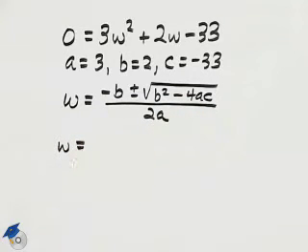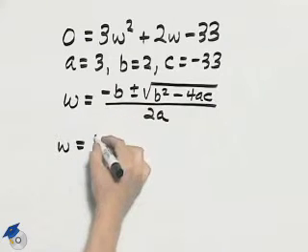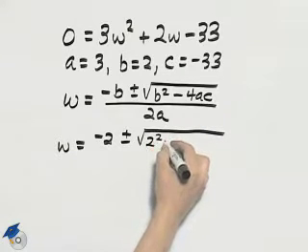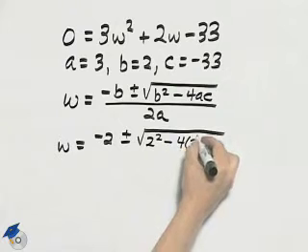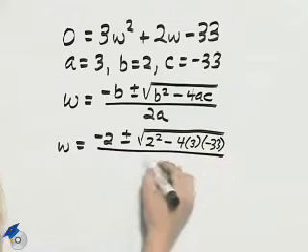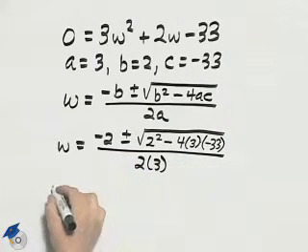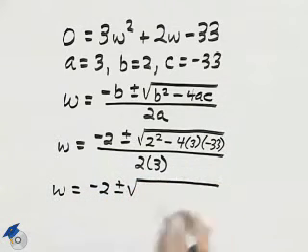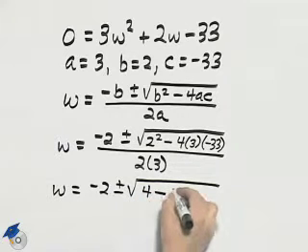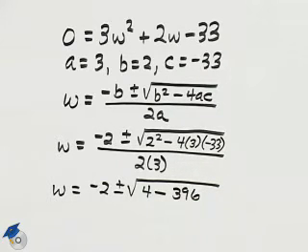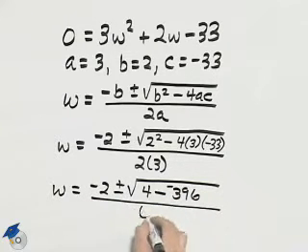I can now substitute values in. The opposite of B is negative 2, plus or minus the square root of 2 squared minus 4 times A, which is 3, times C, which is negative 33. That will be all over 2 times 3. Simplifying further, we have negative 2 plus or minus the square root of 4 minus 396. 4 times 3 times negative 33 is 396, and in fact it's a negative number. We'll have that all over 6.